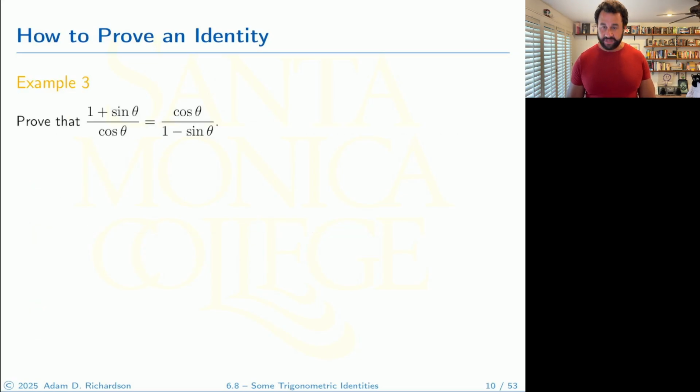All right, let me do an example here. I'll do this one first, and then I'll ask you to do a couple in a moment. We want to prove this identity. We're going to prove that this expression is equal to this expression. And here's how we do it.